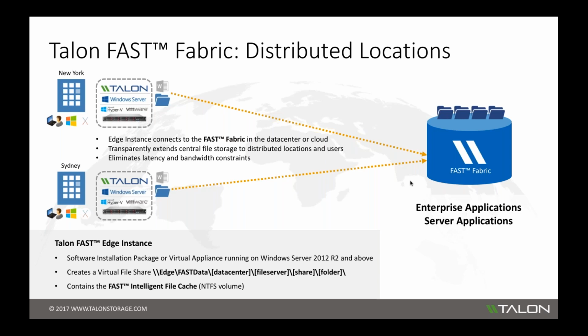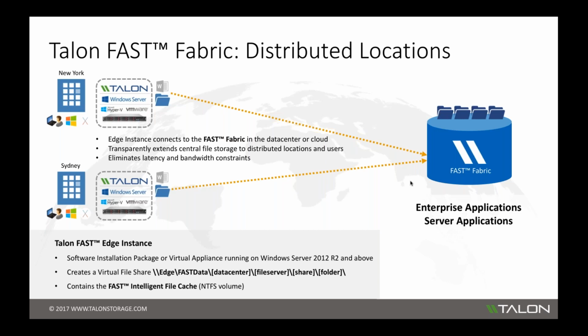So by installing our software on top of Windows Server at the branch office, or virtualizing it on Hyper-V or VMware, we create the intelligent file cache, and we'll create a virtual file share. The virtual file share is presented as a traditional UNC path, which means that you can browse to the edge, to the fast data share, and then access your centralized data. You can map to this directly through DFS, through a namespace, or through a mapped drive. We'll talk a little bit about that further.